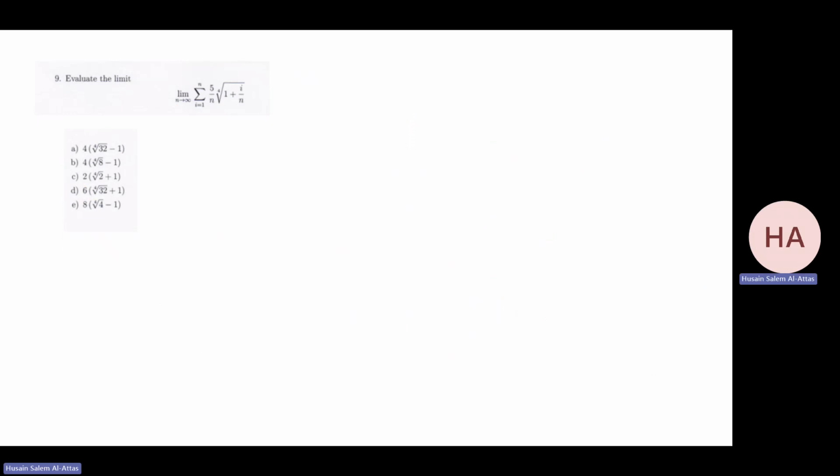We go back now to this, where I need to rewrite it as an integral. I think this is very clear.